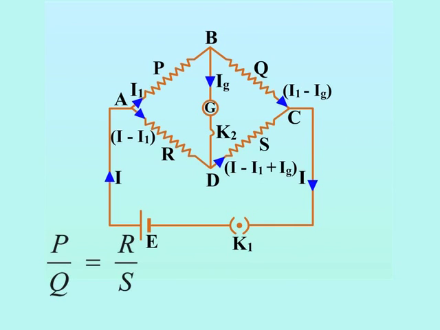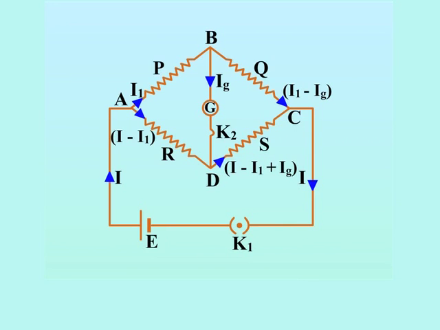Let us prove this mathematically. Let I be the total current given out by the cell. On reaching the point A, it is divided into two parts. I1 is flowing through P and I minus I1 through R. At B, the current I1 is divided into two parts, Ig through the galvanometer G and I1 minus Ig through Q. The current Ig through the arm BD and I minus I1 through AD combine to send a current I minus I1 plus Ig through S.